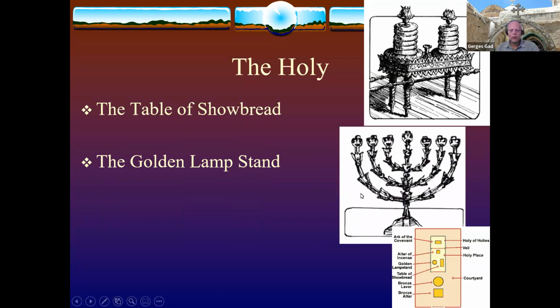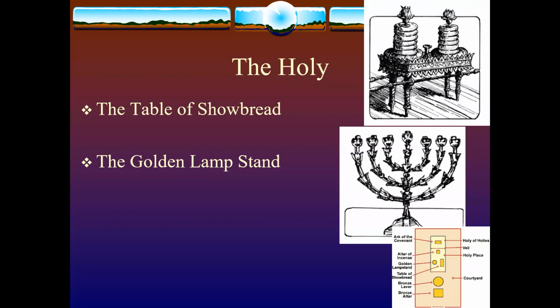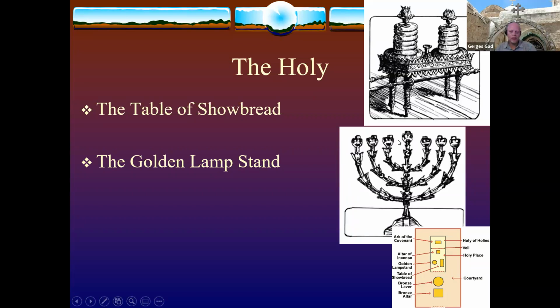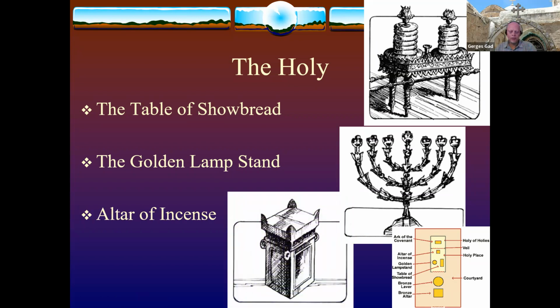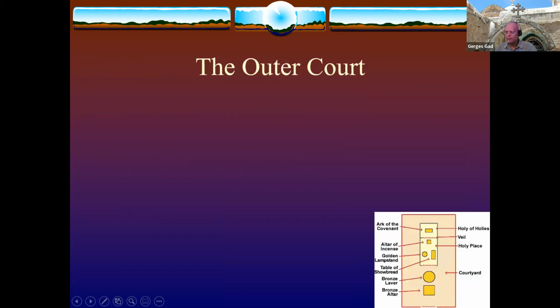And then we have the golden lampstand. The golden lampstand has seven lamps. Around Christmas time, the Jews celebrate Hanukkah, right? And they have a lampstand that has seven lamps. You see this like in the windows. It's based off of this golden lampstand. And then there's the altar of incense. So three things in the Holy: the table of showbread, the golden lampstand, and the altar of incense.